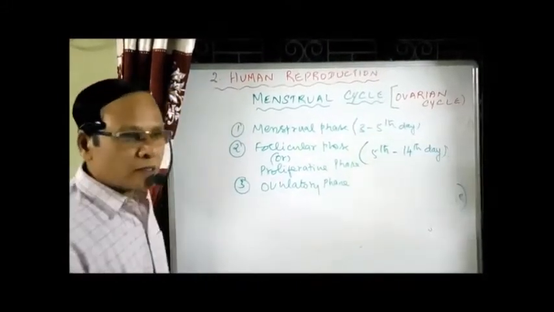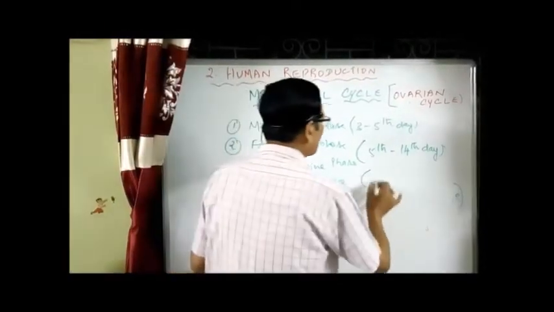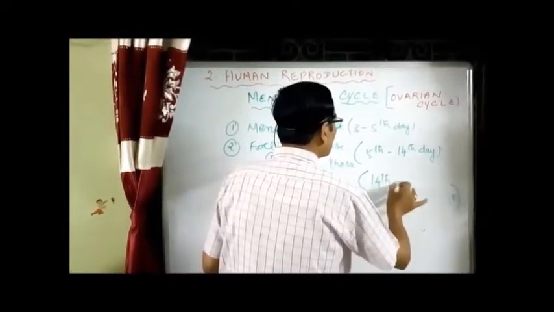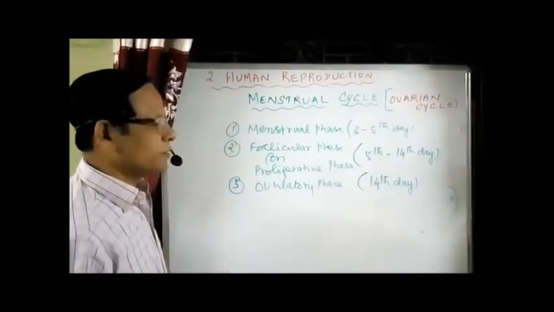That is nothing but the release of the egg from the ovary. So it's happening on the 14th day. Ovulation: release of the egg from the ovary.